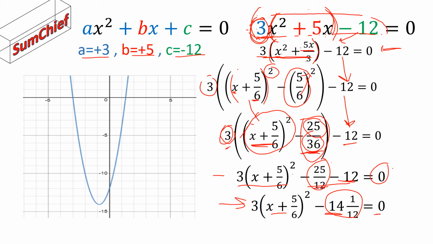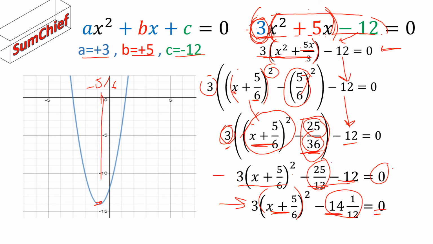So what does this tell us now? Well, the 3 here, you can not worry about that 3 now. What you're interested in now is what's in these brackets. So x plus 5 over 6. So if we solve for x plus 5 over 6 equals 0, we get x equals minus 5 over 6. So the turning point here is going to be minus 5 over 6. That's going to be the x value.